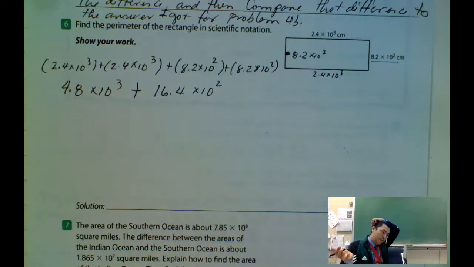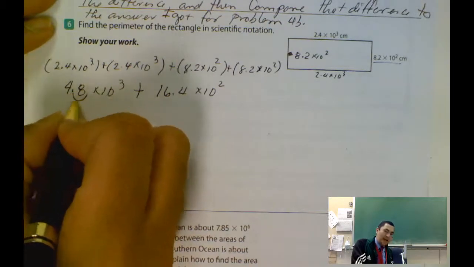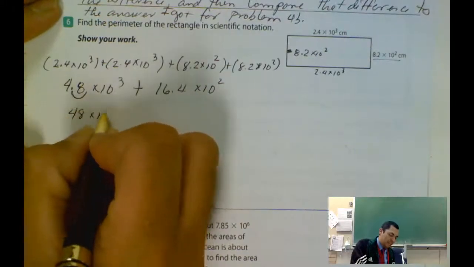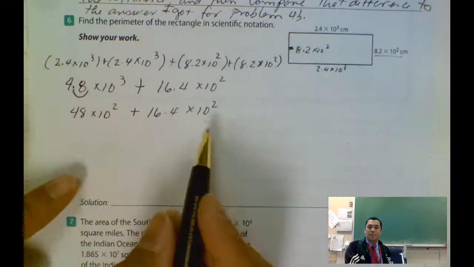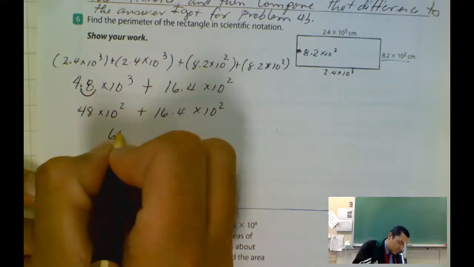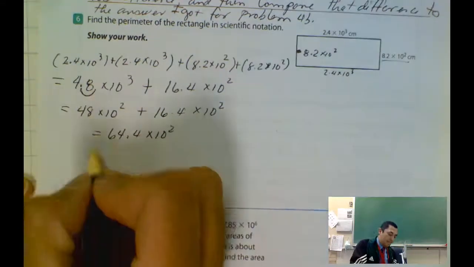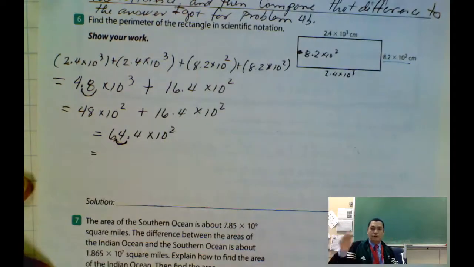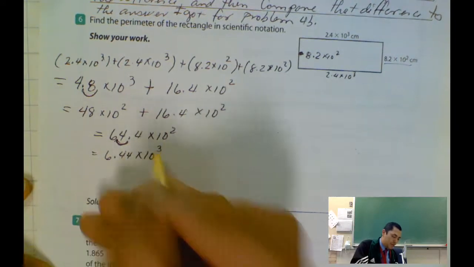I need to manipulate one of those two. In this case, I'm going to move one unit to the right, and if I move it to the right, I get one down. So I'm going to have 48 times 10 to the second power plus 16.4 times 10 to the second power. Both are the same. So 48 plus 16.4 is equal to 64.4 times 10 to the second power. Then remember, move one to the left. So I can have 6.44, a number between 1 and 9, times 10 to the third power.